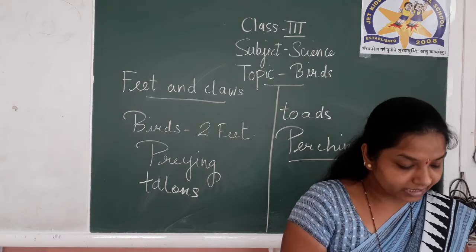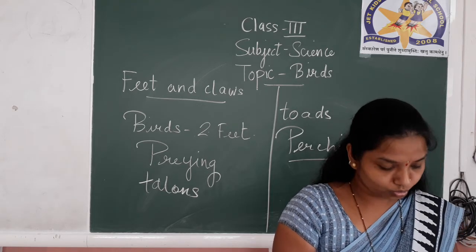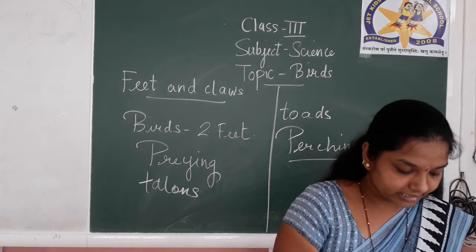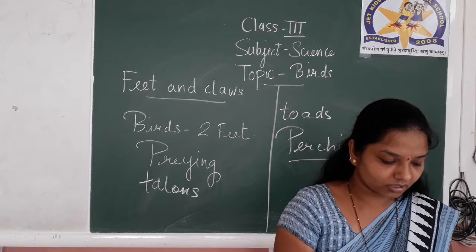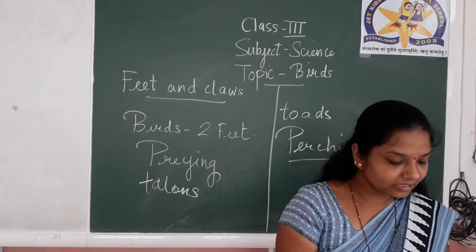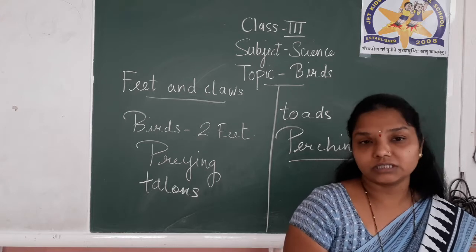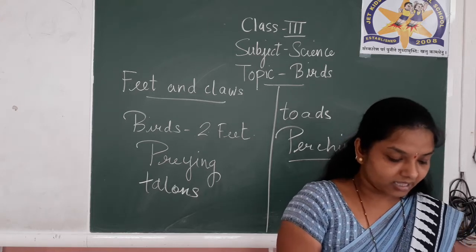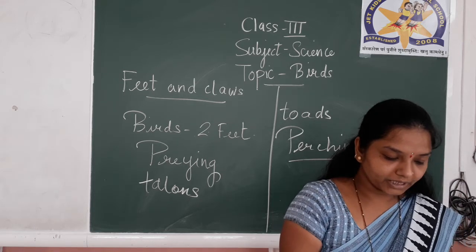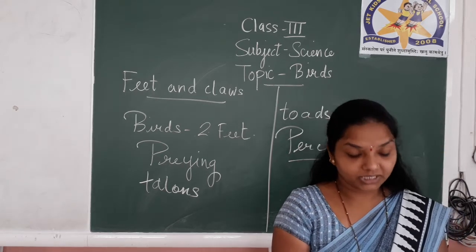Then wading birds. Birds such as heron and crane have long legs with spread out toes. Crane is having long legs. These help them to walk in the shallow water. This is called wading. They have 4 toes, 3 in the front and 1 at the back. These toes are thin and never get caught in the soft mud.